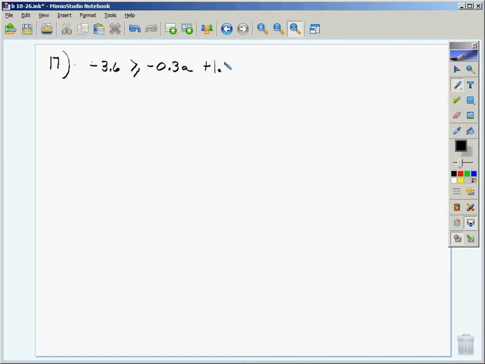I can tell you with number 17, probably the biggest thing that I saw happen is people got confused because there was a decimal in it. Does it matter that there's a decimal? Does it change the procedure? No. I'm going to get this variable by itself. I've got to undo addition. I undo it by subtracting.